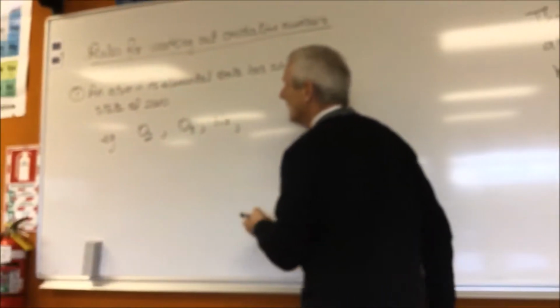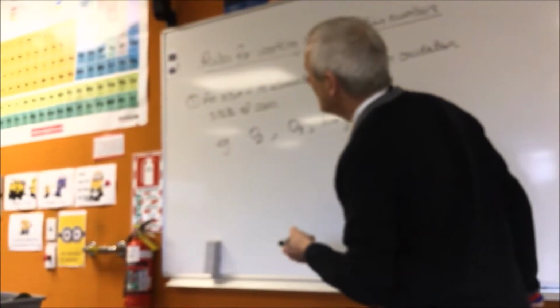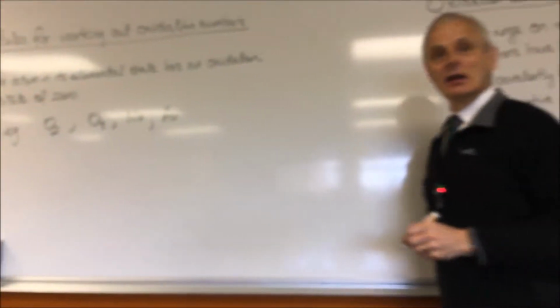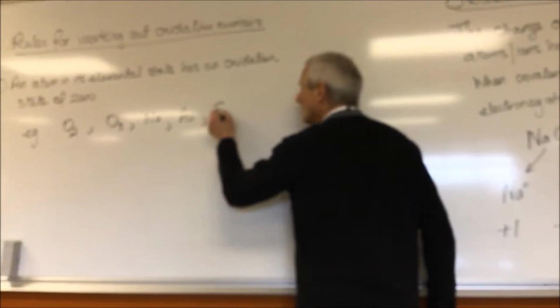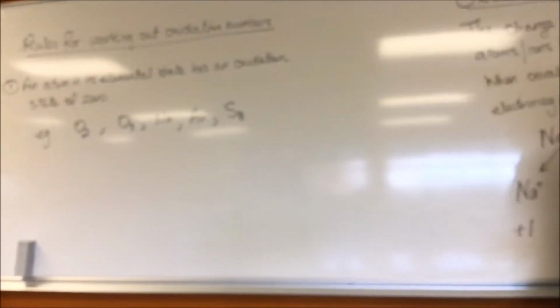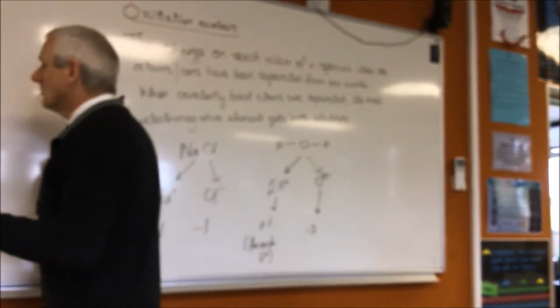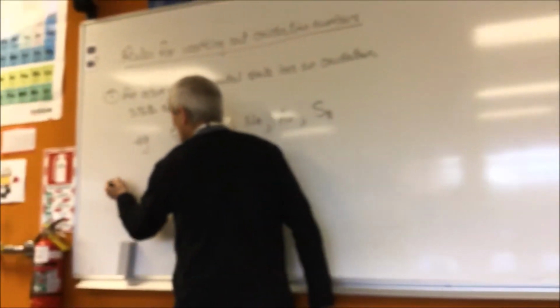It can be something gold. Let's go exotic, shall we? Sulfur in its elemental form is S8. Each of those sulfurs has an oxidation number of 0. So that's the first rule.